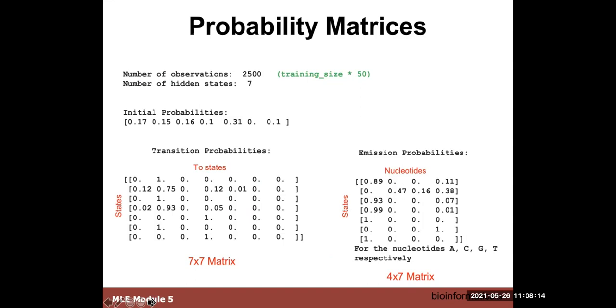So these are state to state transitions. So there's essentially a 7x7 matrix. And then there's the emission probabilities. That's a 4x7 matrix for the different bases that we're talking about. And the initial probabilities, an array of 7 numbers.